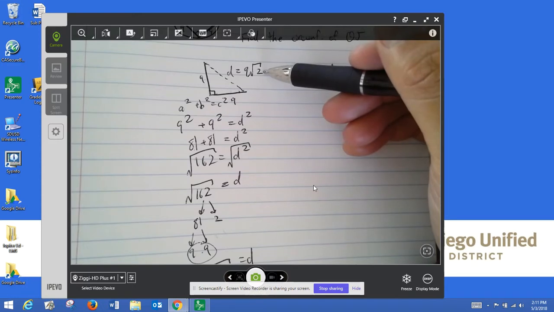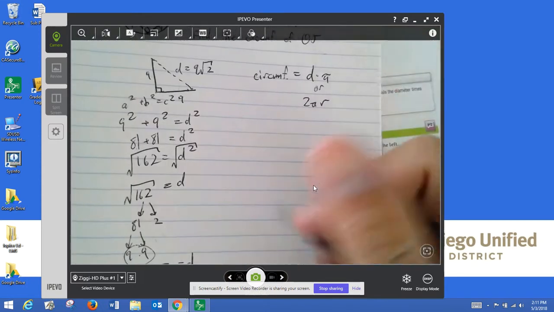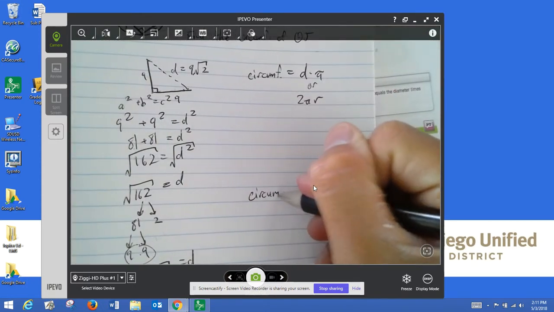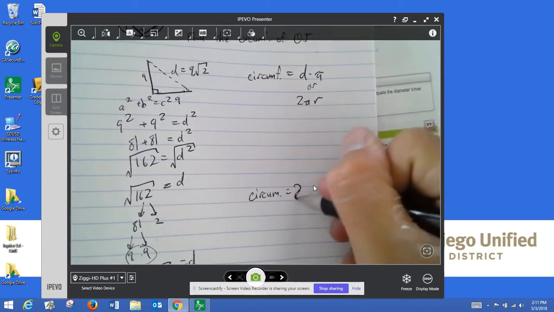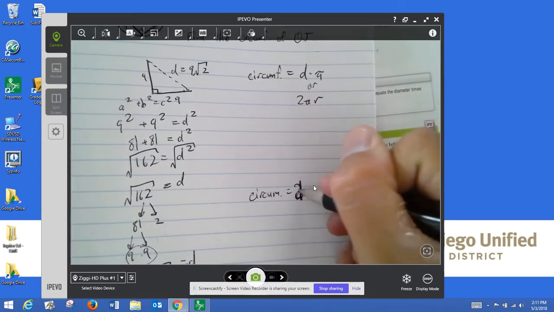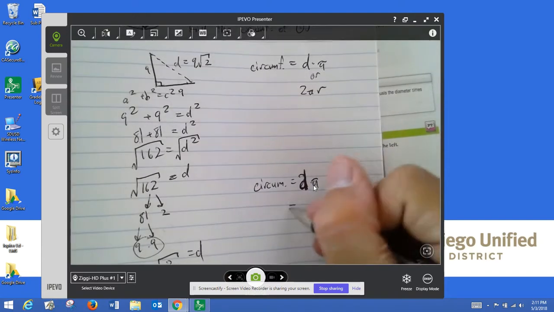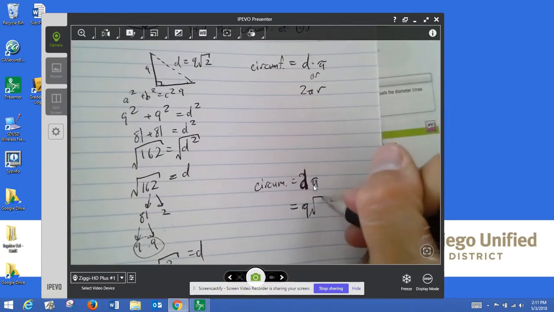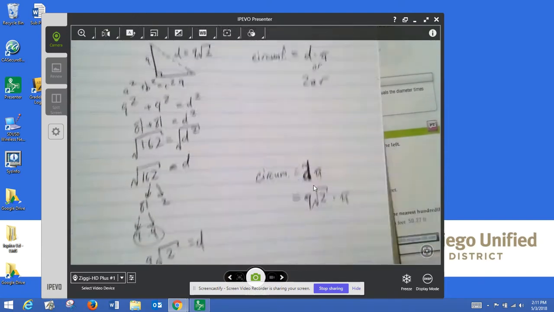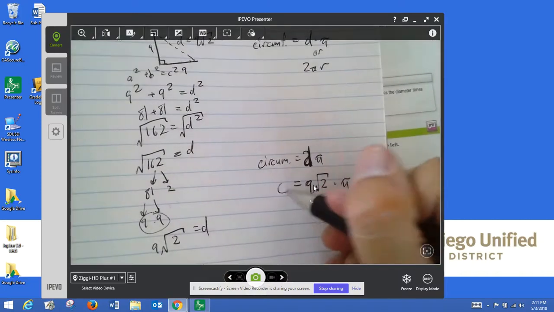And then to figure out the circumference, that is equal to, I'm sorry, d times pi, and d is 9 root 2 times pi. There you are. That is the circumference.